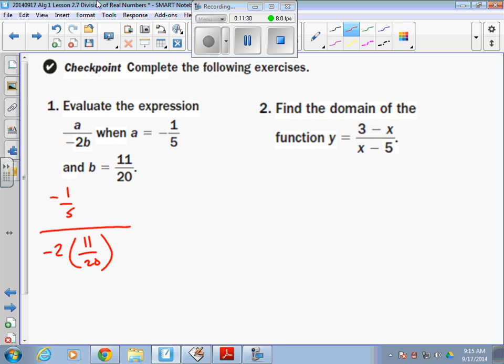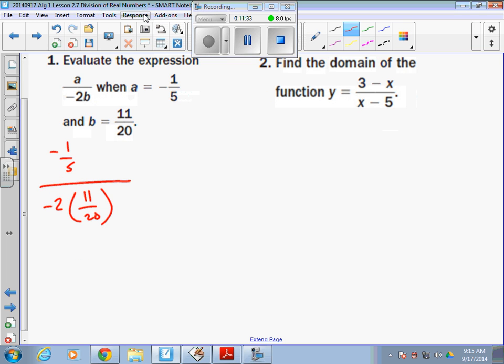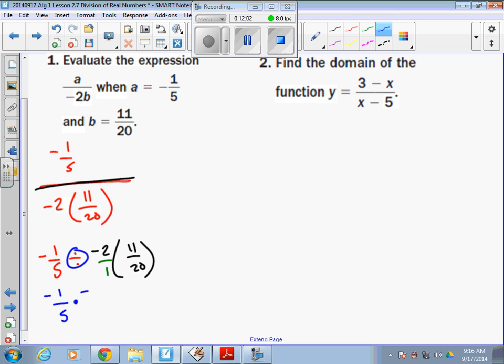Another way to write this, these will be one of the few times that you might want to write it like this. Negative 1 over 5 divided by, all that is this line here, divided by negative 2 times 11 over 20. Remember, you can make everything over 1. So when you multiply, remember, you want to take this first fraction and leave it alone, negative 1 over 5. Division becomes multiplication. Negative 2 over 1 becomes negative 1 over 2 times 11 over 20. So we just multiply straight across at this point.